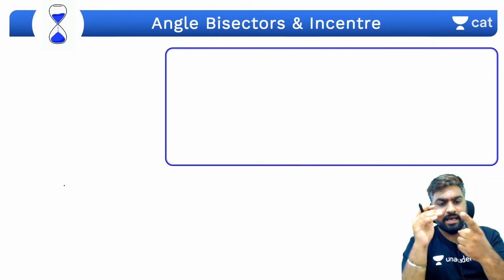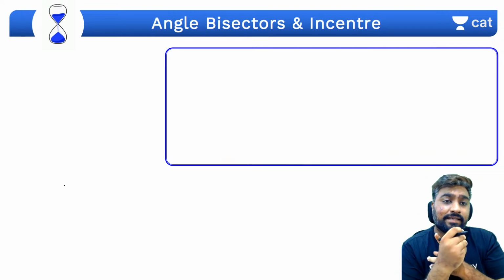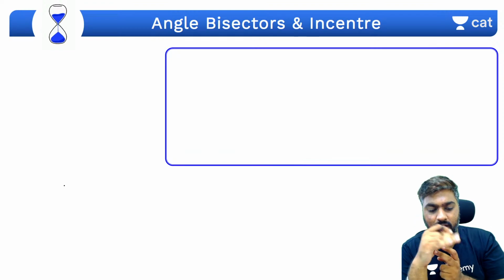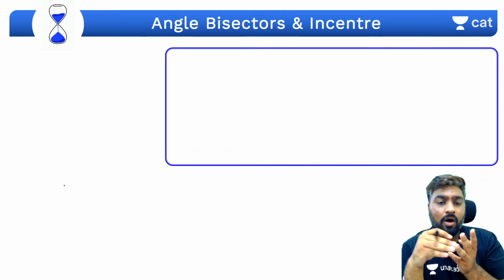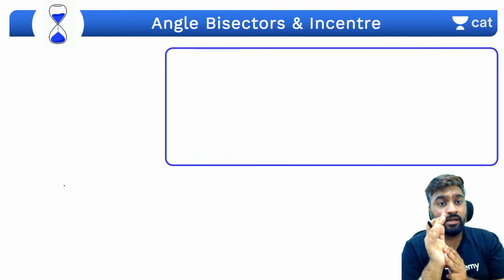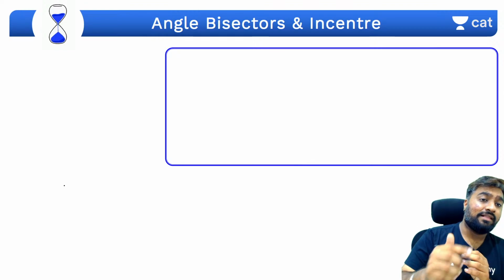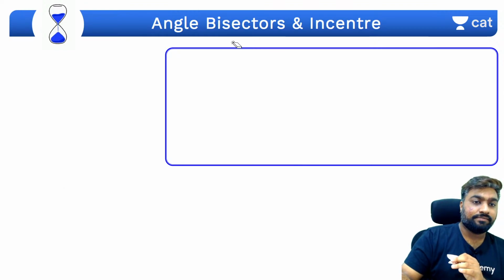अपन ने अब तक क्या देखा? मीडियन देखा जो साइड बाइसेक्टर है, परपेंडिकुलर बाइसेक्टर देखा जो परपेंडिकुलर भी है और बाइसेक्ट भी करता है साइड को, और अपन ने क्या देखा? एल्टीट्यूड देखा जो सिर्फ परपेंडिकुलर है, राइट? Now let's bring in a new type of line that can be drawn in a triangle that bisects just the angle. Yes, it bisects just the angle.